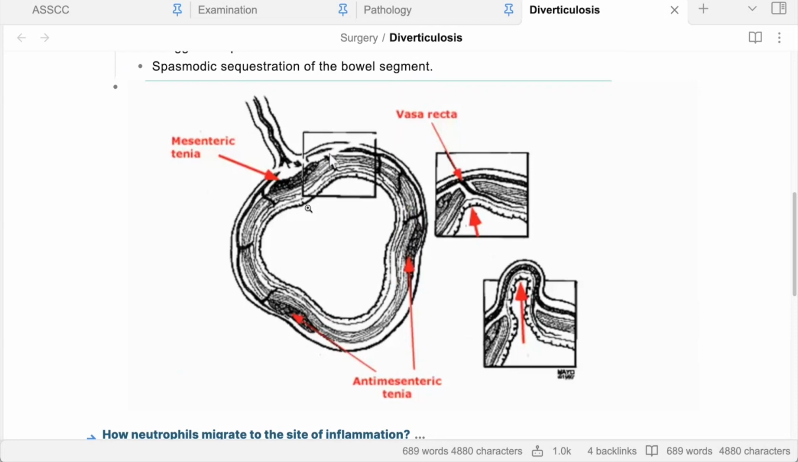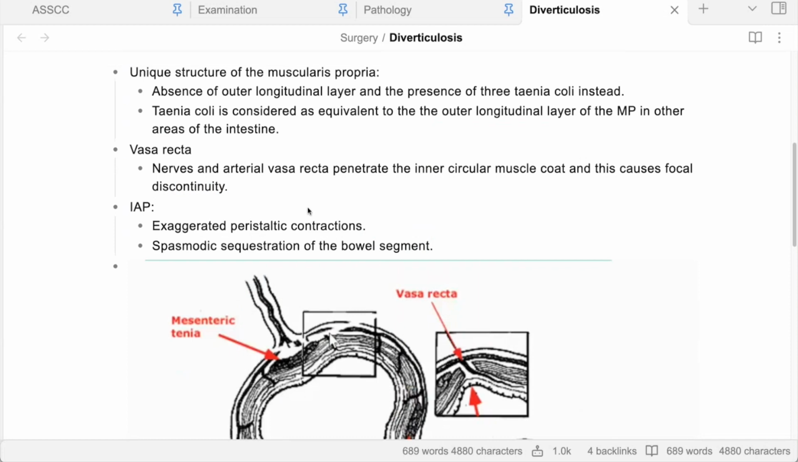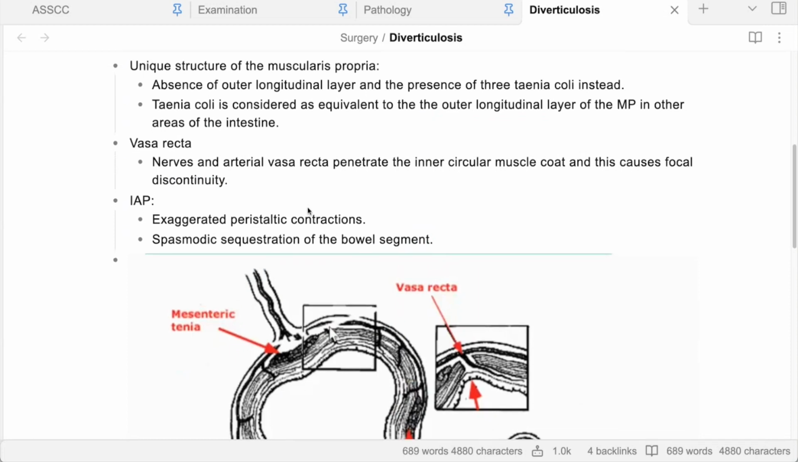I literally didn't add anything to what you said, but the main thing is to get it structured and organized so you can answer very quickly in your exam. So you have unique structure, vasa recta, and intra-abdominal pressure. About the unique structure, there is no outer longitudinal layer. It's only 3 tinea coli. That's it. Vasa recta, which is penetration to the wall, in the submucosa, which represents some areas of weaknesses in the wall.